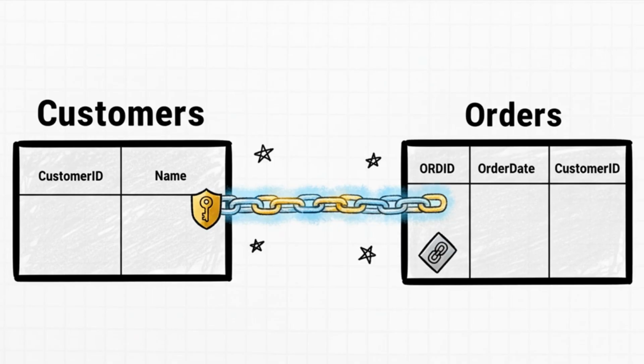And there's the link. By creating a foreign key, we're basically drawing a line from the customer ID in the orders table straight back to the customer ID in the customers table. This creates what's called referential integrity. It makes it physically impossible for your database to have an order placed by a customer who doesn't exist. This connection makes your data relationships rock solid.